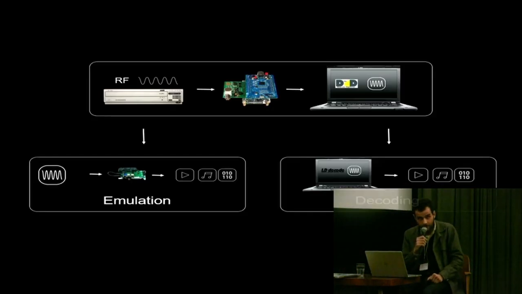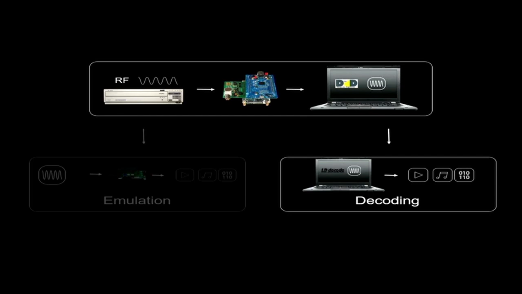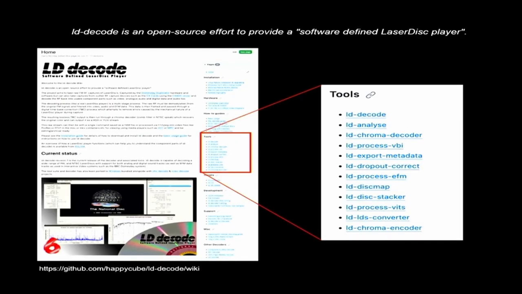Finally, I would like to talk about LD decode. Even if the aim is not to emulate, it can be used to save the contents of the Laserdisc. The LDS file can be decoded into picture, sound, and data. The decoding is done with the open source program LD decode and the help of FFmpeg. However, LD decode also includes a large number of other tools. This includes LD analyze, LD chroma decoder, LD export metadata, LD disc stacker, of which I will briefly present a few.